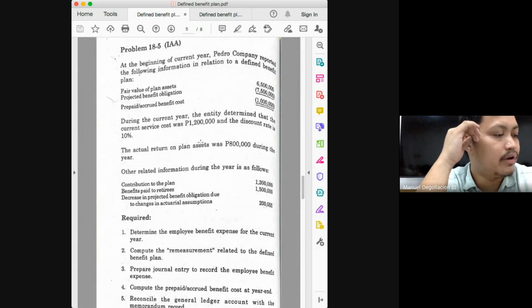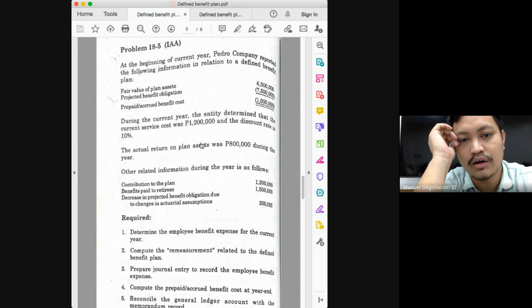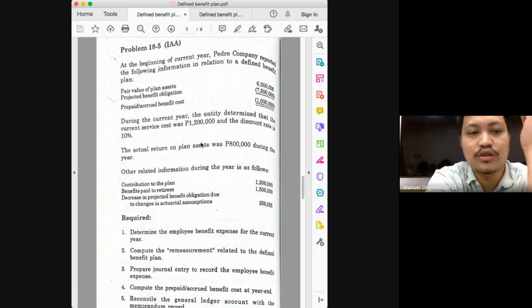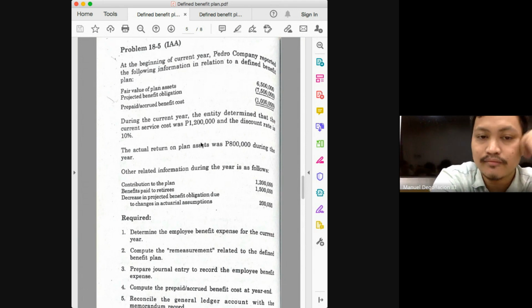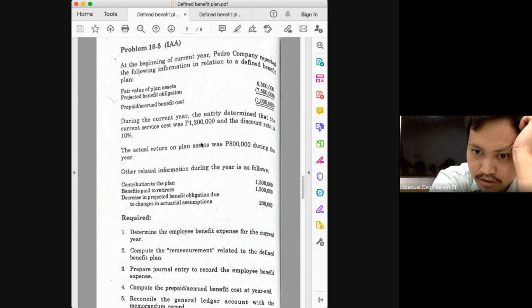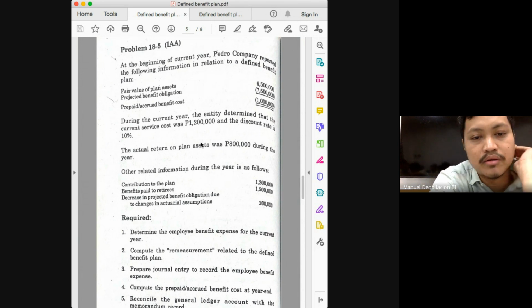Okay, so I hope you'll do this quicker now. Employee benefit expense, components, class: service cost and net interest. Subcomponents of your service cost are past service cost, current service cost, and gain or loss on settlement.